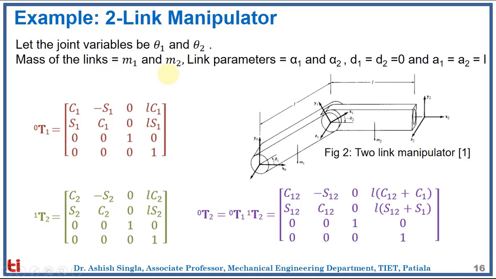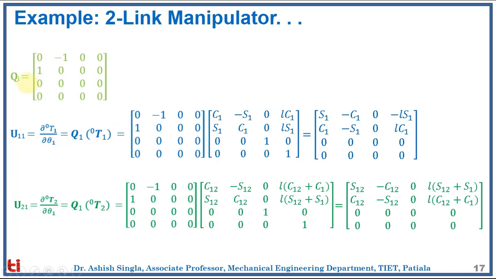Mass of the links m1 and m2, and the length of each link is L. This is the transformation matrix for the first frame with respect to the base frame, and the second frame with respect to the first frame, and this is the transformation matrix for the second frame with respect to the base frame. Q in this case is this matrix because it is a revolute joint.